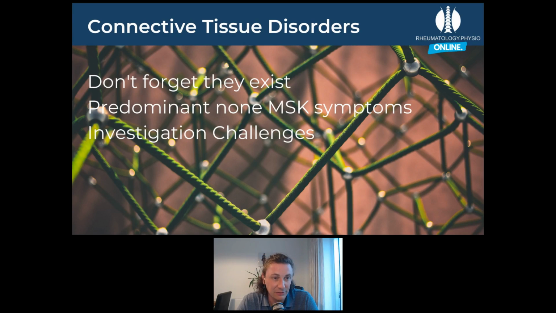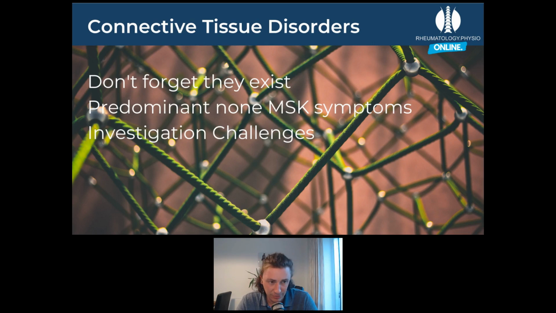And that's obviously very problematic that they're waiting that long, because what we do know about inflammatory disorders is the longer you wait to have them diagnosed, the less likely the medications are going to be effective. So that delayed diagnosis is really problematic. So we do need to recognize them.